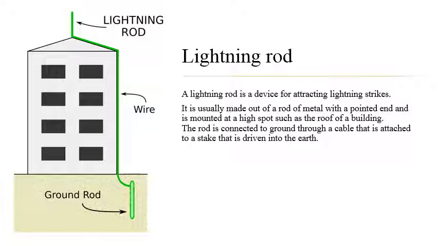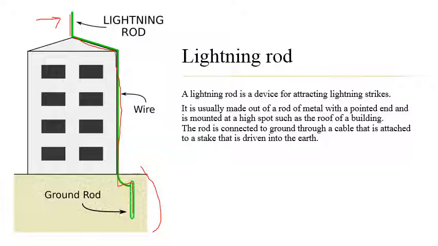There's a lightning rod. It's made out of metal. We put it on the building. It's attached to wires, and these wires go into the earth, underground. So what does it do? It's a device that attracts, pulls the lightning strikes, and is usually made out of a rod of metal with a pointed end, mounted at a high spot. It's mounted at a very high spot of the building. And this rod is connected to the ground, like I told you, through a cable that is attached to a stake that is driven into the earth.